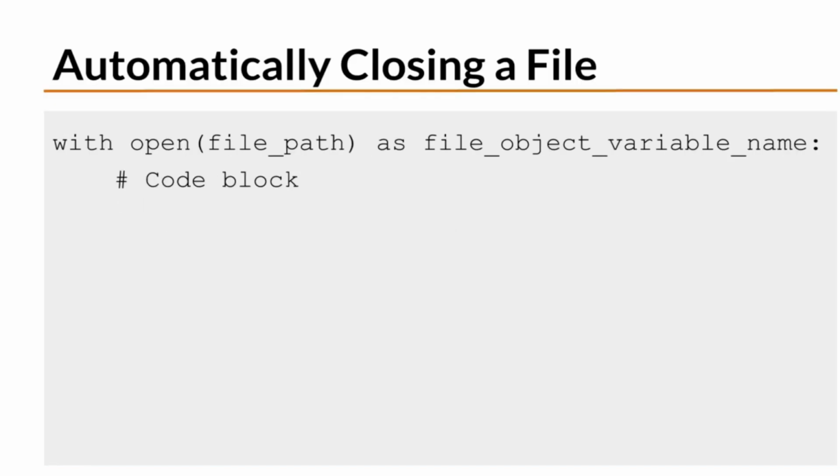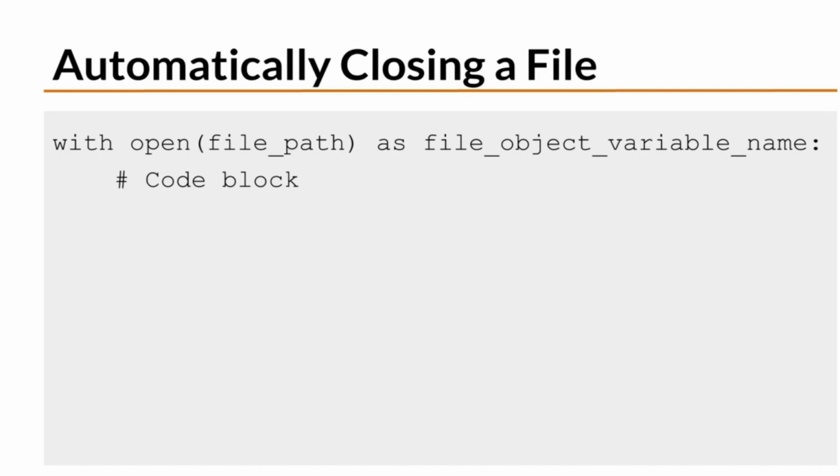To automatically close a file, use the with statement. The format is with followed by a call to the built-in open function where you pass in the path to the file you wish to open. Next, use the word as and follow it with a variable name you would like to use for the file object. Finally, you end the line with a colon.